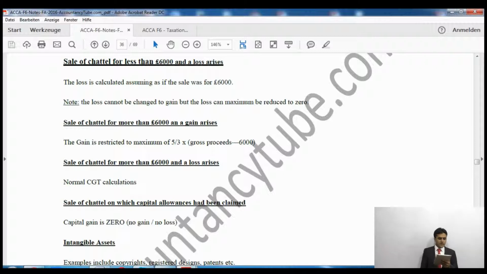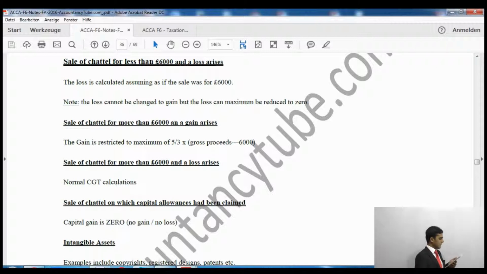Now the loss cannot be changed to gain, but loss can maximum reduce to zero. So say for example, if we have sold for less than £6,000 and a loss has arisen, I have sold a chattel for £5,000, then I will assume this sale as £6,000. So I will make up a figure. So I will say I have sold it for £6,000. Right? So if loss arises, only then we will do that. And please remember that loss can only be reduced to zero. It cannot go into negative as it says.